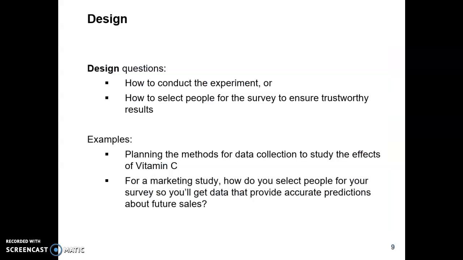So when you design the study, we have to figure out how to conduct the experiment, how to select people in order to get results that actually are trustworthy. Examples: planning the methods for data collection to study the effects of vitamin C. For a marketing study, how do you select people for your survey so you get data that gives you accurate predictions about future sales?